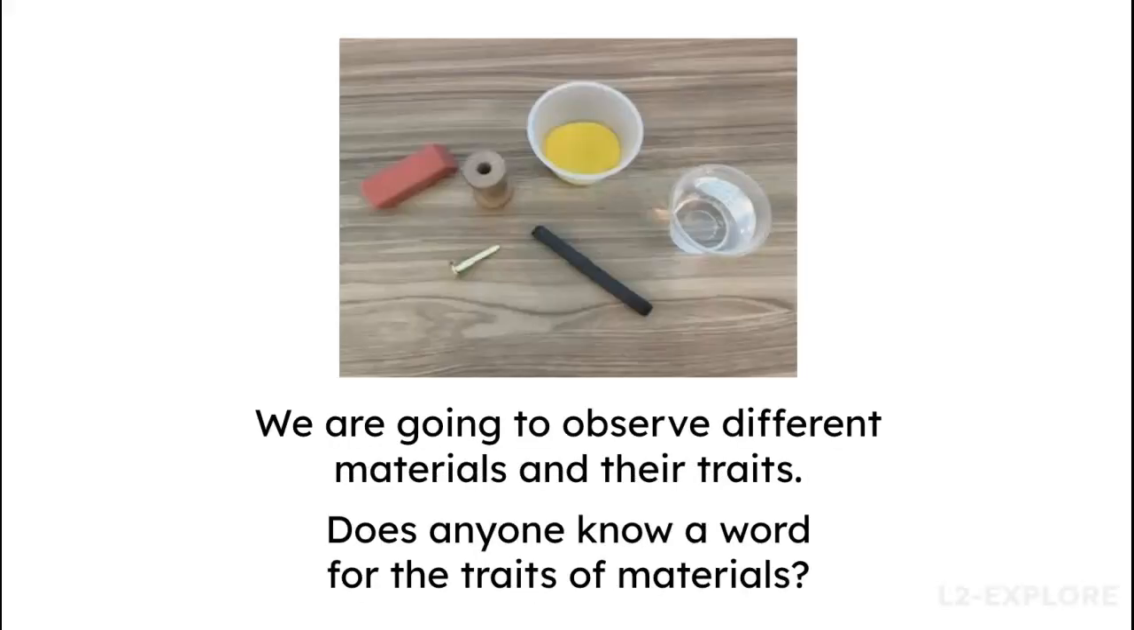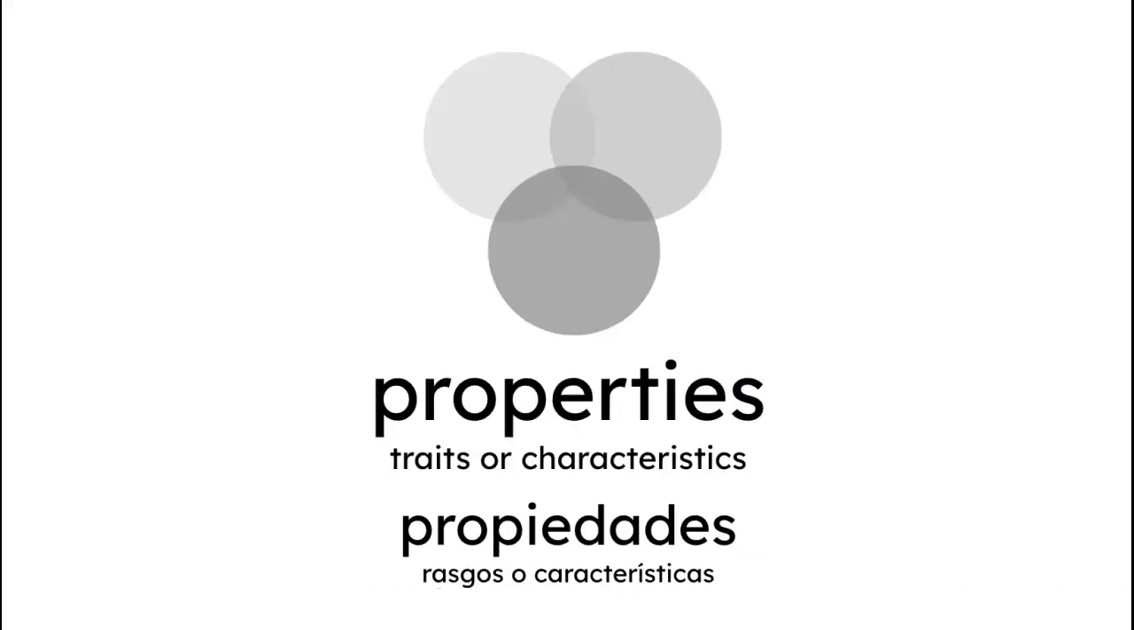For the Explore portion, you'll prepare the activity by filling the 2-ounce containers from the kit with yellow paint. You'll also fill the cups with water. You'll show students the materials for the lesson and ask students if they know a word for the traits of materials. You can post the Properties vocabulary card.